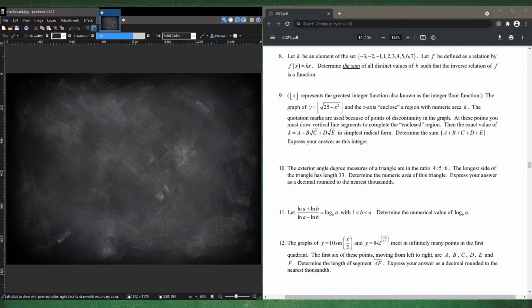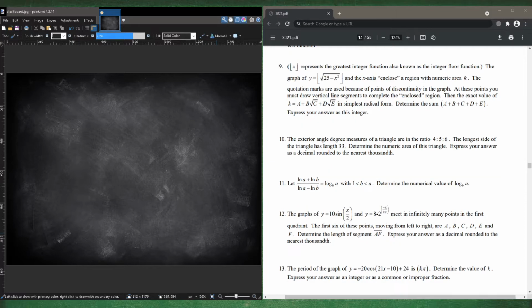Okay, number 11. Let ln a plus ln b divided by ln a minus ln b equal log base b of a, with a greater than b, which is greater than 1. Determine the numerical value of log base b of a. So using log rules, when we add, you would multiply. When we subtract, we divide. And that's log base b of a.